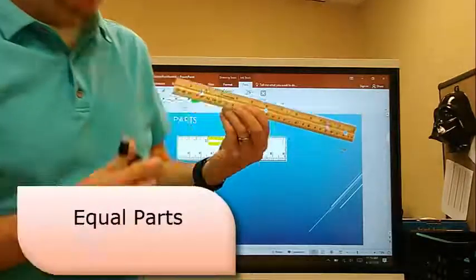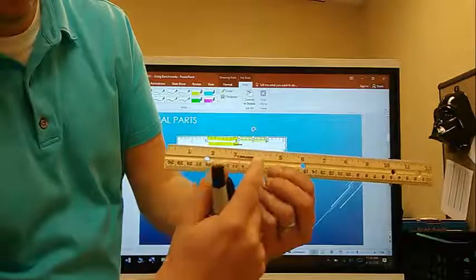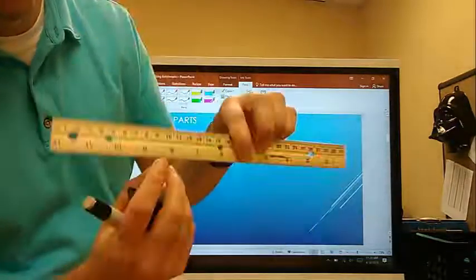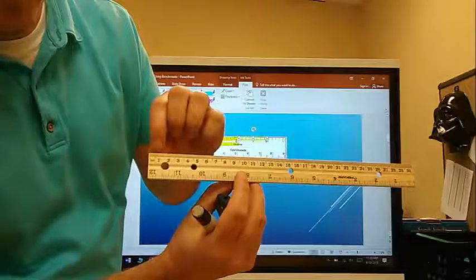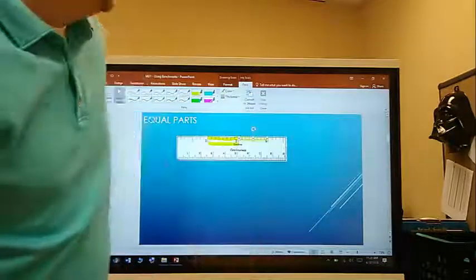I'm going to get a little bit closer here. Equal parts. You're going to see 1, 2, 3, 4. All those are equal parts. Even if we flip it over, it's the same thing. The centimeters are made up of equal parts of centimeters. So let's go to the next one.